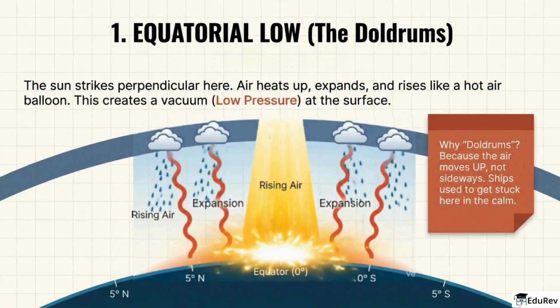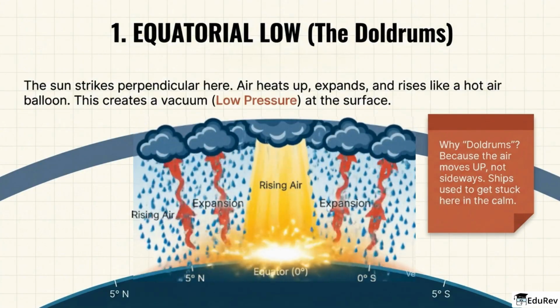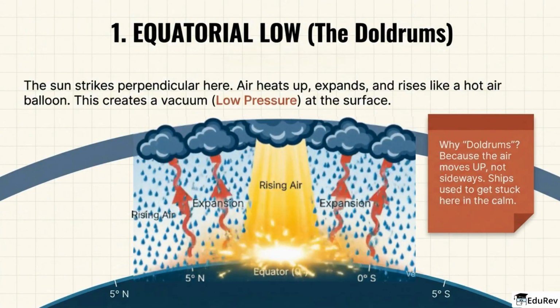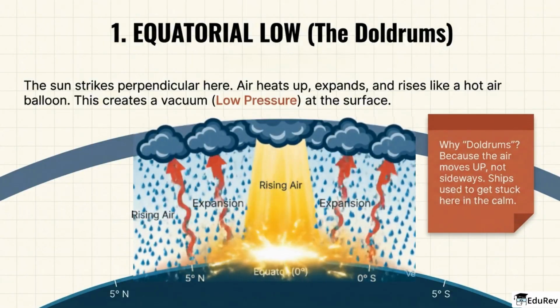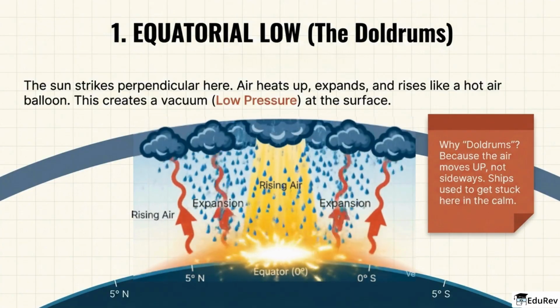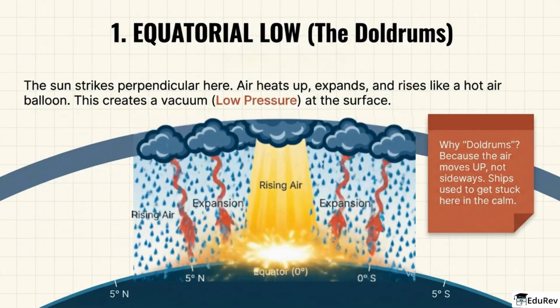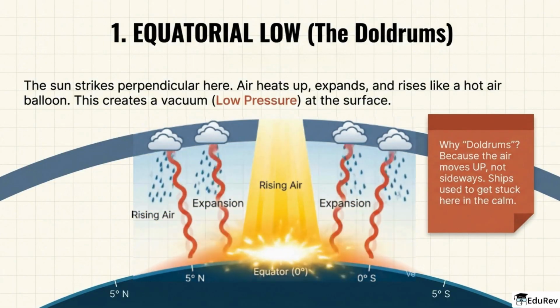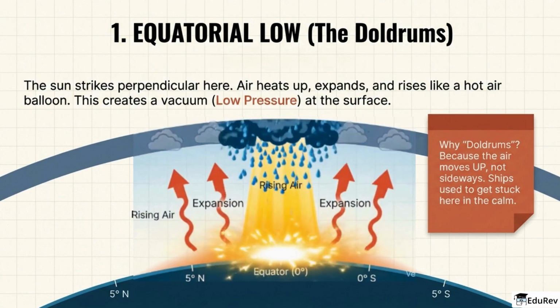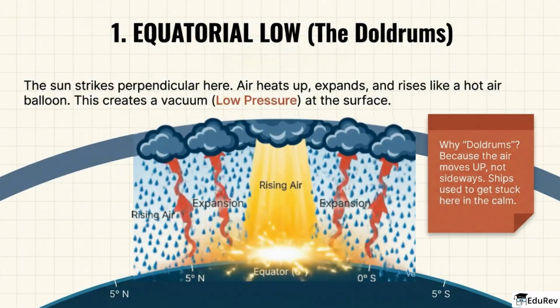Start at 0 degrees. Maximum heating occurs here. Warm air becomes lighter and rises continuously. Rising air removes mass from the surface column, creating low pressure. This is the equatorial low. And rising air means convection, cloud formation, and heavy rainfall. Permanent uplift equals permanent rain zone.